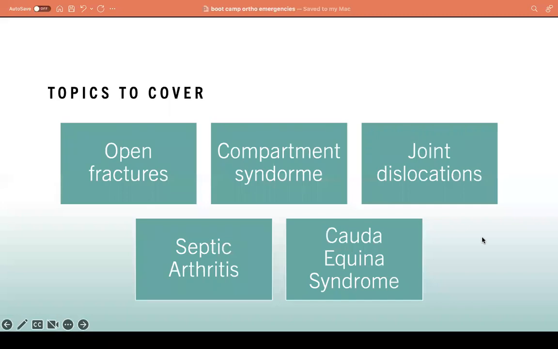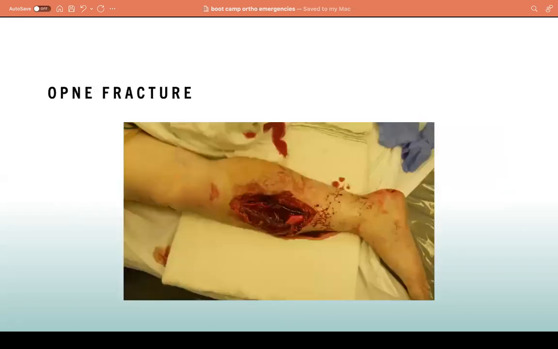So these are some of the topics that we'll cover today. It's common ulcers, open fractures, compartment syndrome, some of the joint dislocations, definitely septic arthritis, and we'll talk a little about cauda equina syndrome. So if you receive a call from an emergency doctor telling you, orthopedic guy, I have an open fracture, please come and assess.